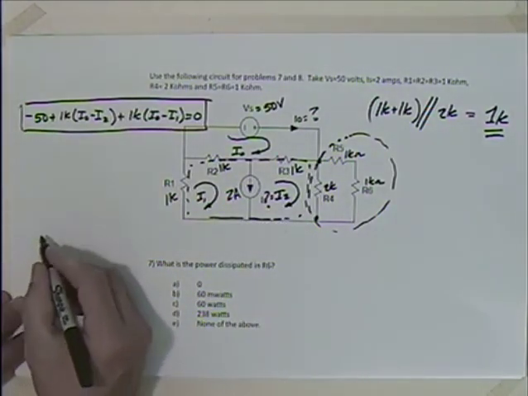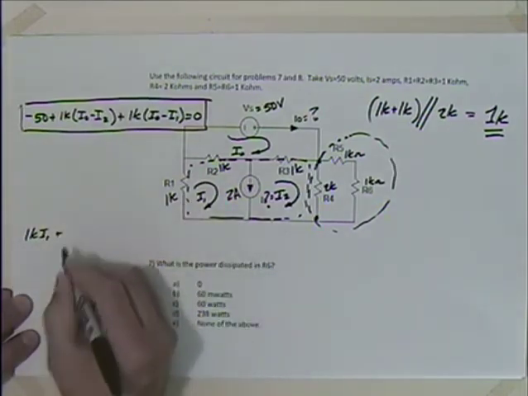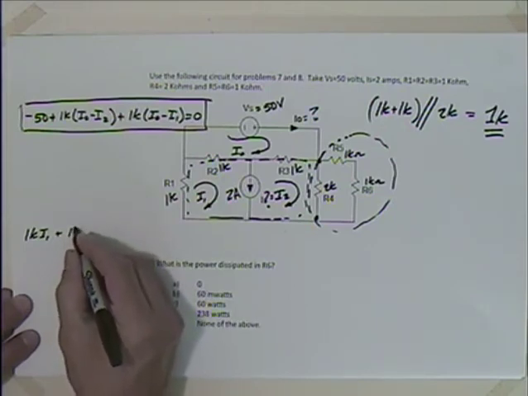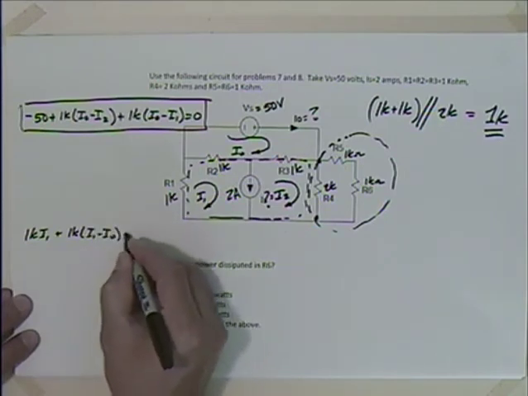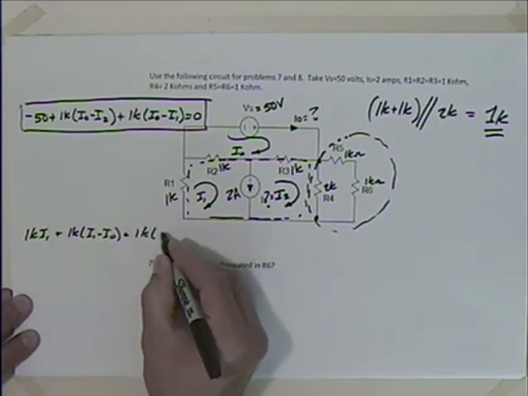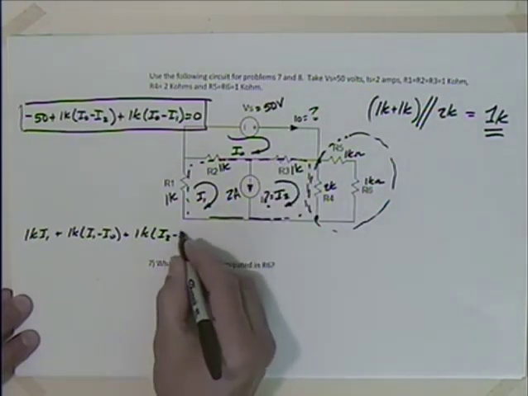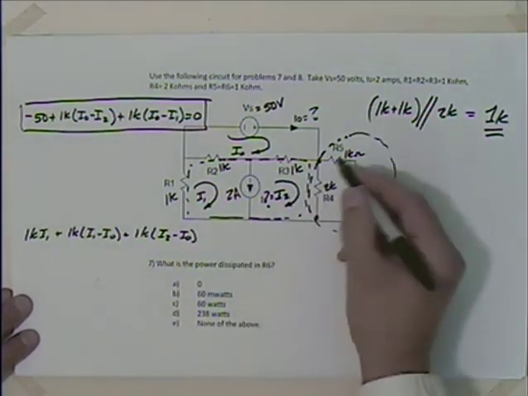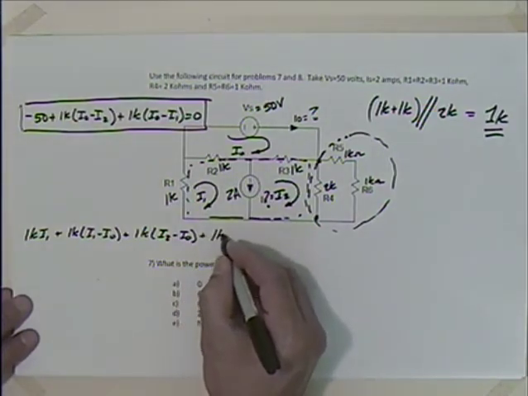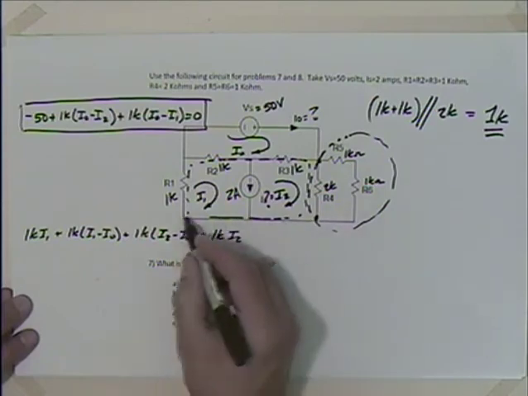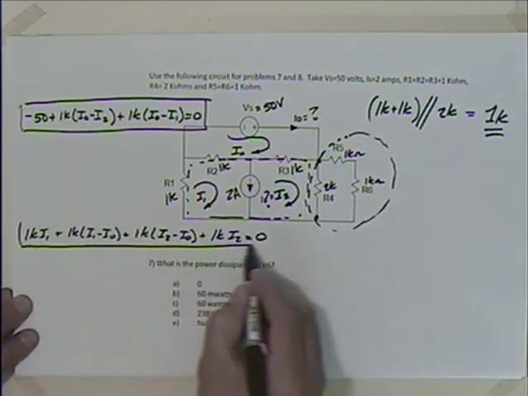I could say, in doing that, that I have 1K times I1, it's right there, plus 1K times I1 minus I naught, plus 1K times I2 minus I naught. This is I2 going through here, minus I naught. Then over here, remember we replaced this whole mess with 1K, so that would be plus 1K times I2. Gets me back down to the ground state. We already took care of that one, so I can say that's equal to 0. So that's our second equation.